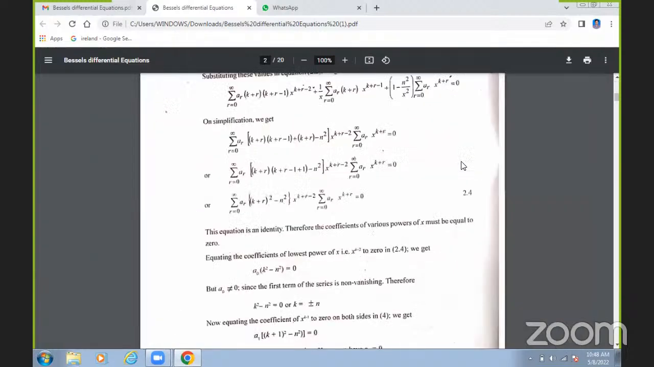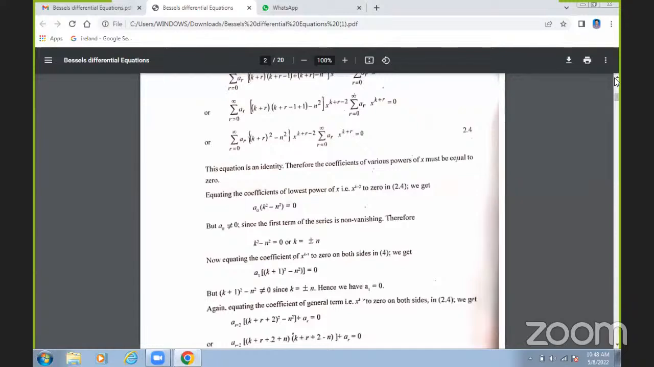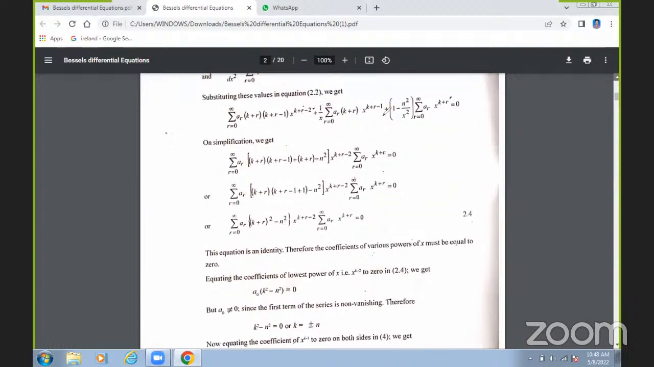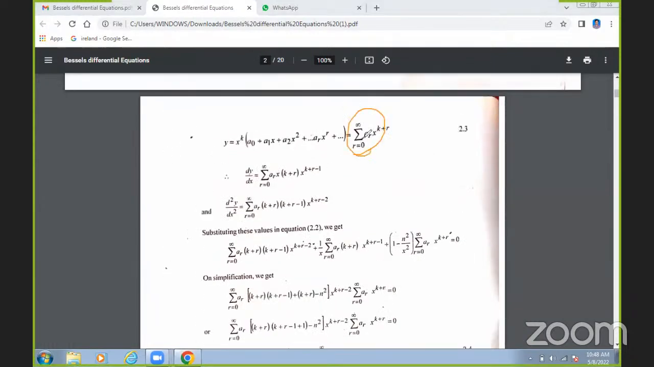So this is the y value which we have taken here. If you differentiate this equation, we are going to get dy by dx. So summation of r equals 0 to infinity, as we have seen in yesterday's class, x to the power of n, differentiated gives n x to the power of n minus 1. Therefore, we are writing ar x to the power of k plus r, and the differentiation is k plus r into x to the power of k plus r minus 1. So this is the first differentiation, that is dy by dx, that we have got.